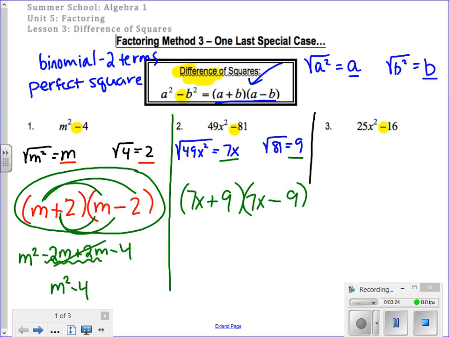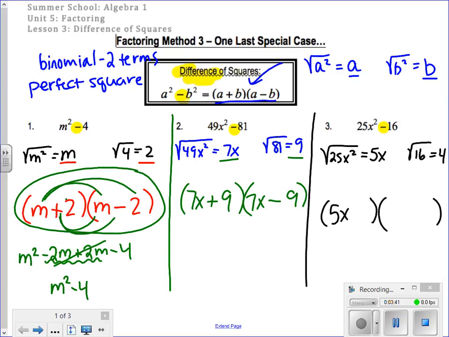All right, last one in this row. Take the square root of 25x squared, which is 5x, and the square root of 16, which is 4. I use the 5x and the 4 to write my factors. I end up with 5x, I'll do the minus first this time, minus 4, times 5x plus 4.